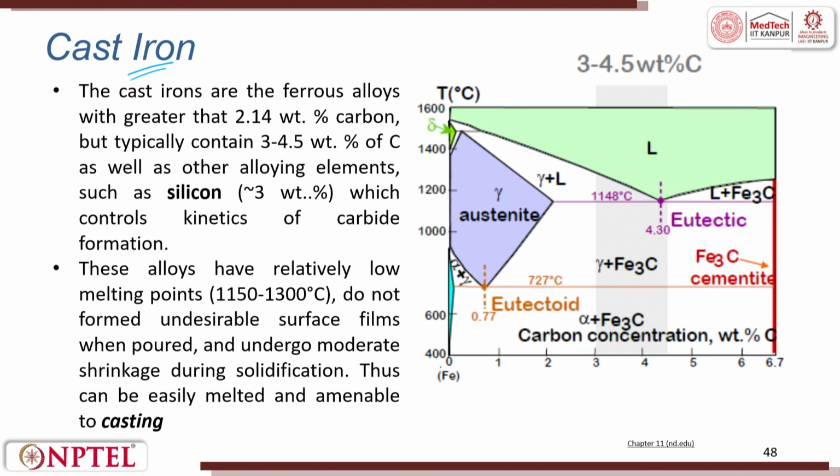When you go back to the iron carbide diagram, if you see carbon content more than 2.15, I will mark it here somewhere, anything above 2.15 to somewhere around 4.5, this area is called cast iron. So, the difference is that you take iron and keep on diffusing carbon, and it becomes cast iron.